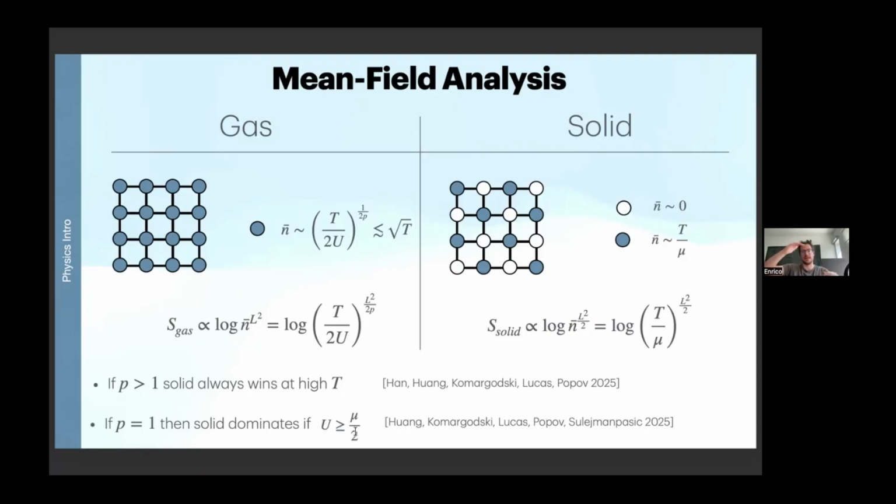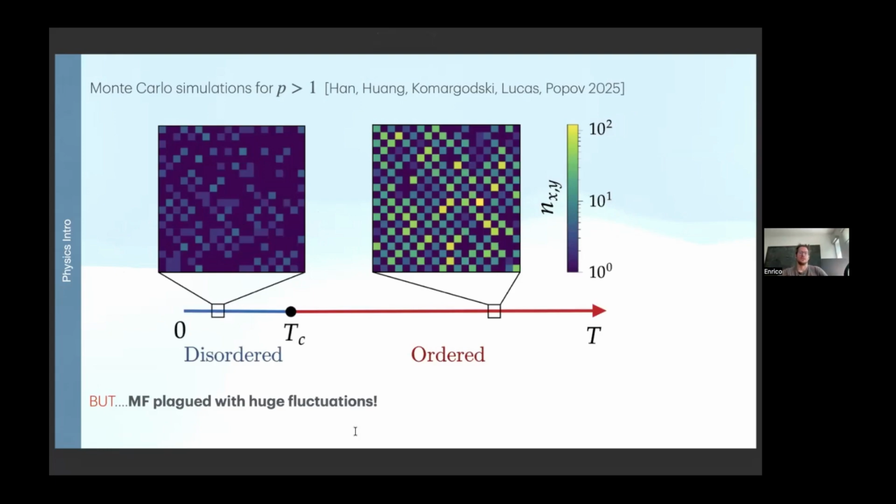And so at high temperature, you're going to have a transition between gas and solid, depending on the value of mu and u, which is extremely interesting. So let me just mention Monte Carlo. Here, let me steal some pictures from their papers. Monte Carlo literally confirms the intuition coming from mean field theory. So for p bigger than 1, for example, at low temperature, you see a gas, a democratic region. And at high temperature, instead, you see a checker pattern emerging, which is quite striking visually.